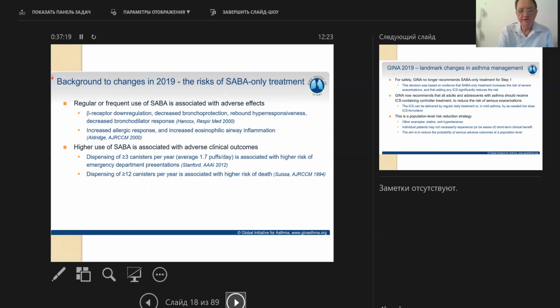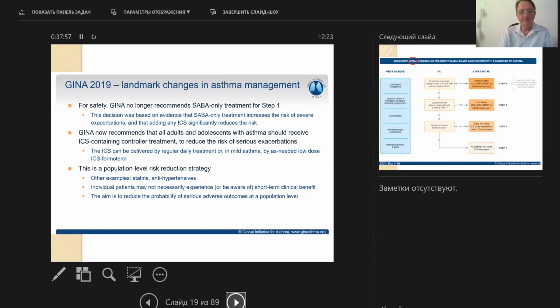Patients who use more than 3 canisters of salbutamol, for example, per year are associated with a high risk of admission to the emergency department and a high risk of death. That's why at each visit of a patient with bronchial asthma, you should ask the patient about the use of short-acting beta agonist as an emergency medication.